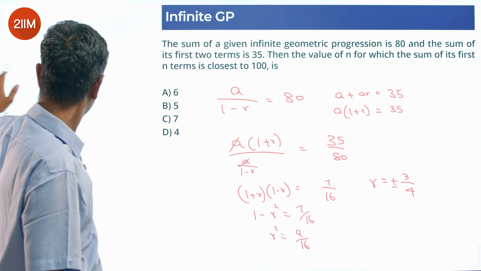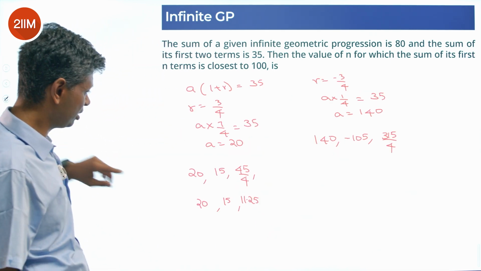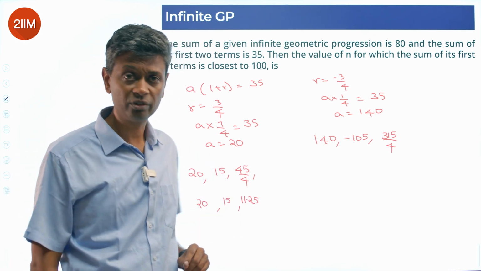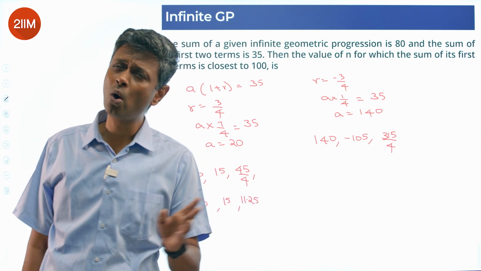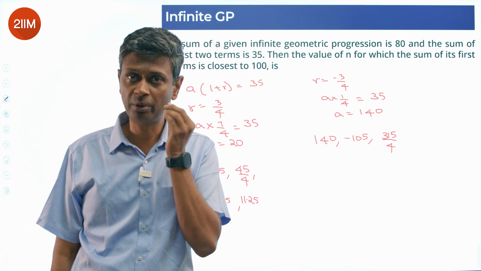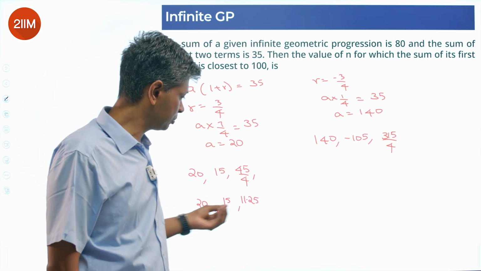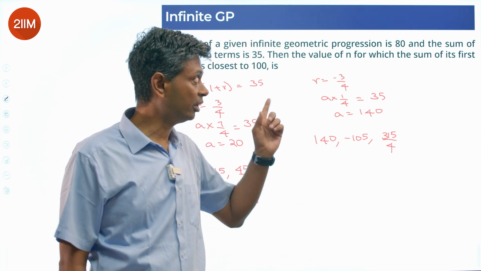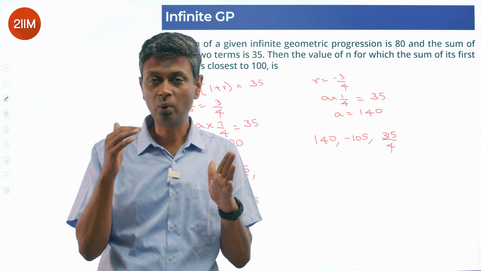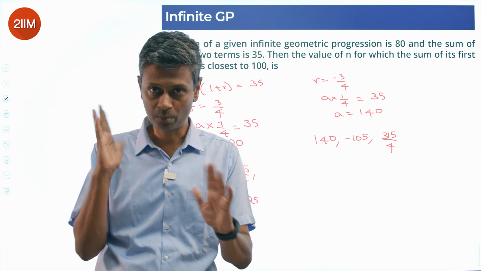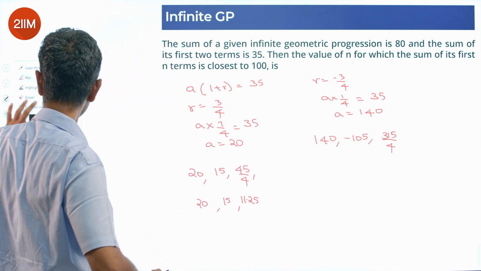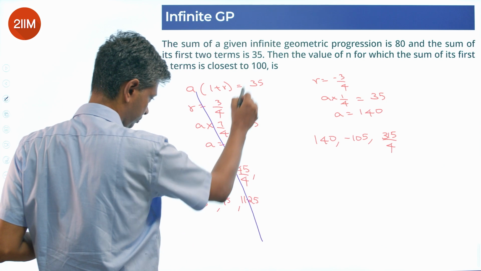Fine. So then I pause and say, hey, when can this happen? This can never happen. Why? Because a bunch of positive terms, if I add all of them, I get 80. That's the very initial premise of this question. Sum of infinitely many terms adds up to 80. A bunch of positive terms, infinitely many, add up to 80. How can a few terms add up to 100? Not possible. So there is no solution for n in this scenario.